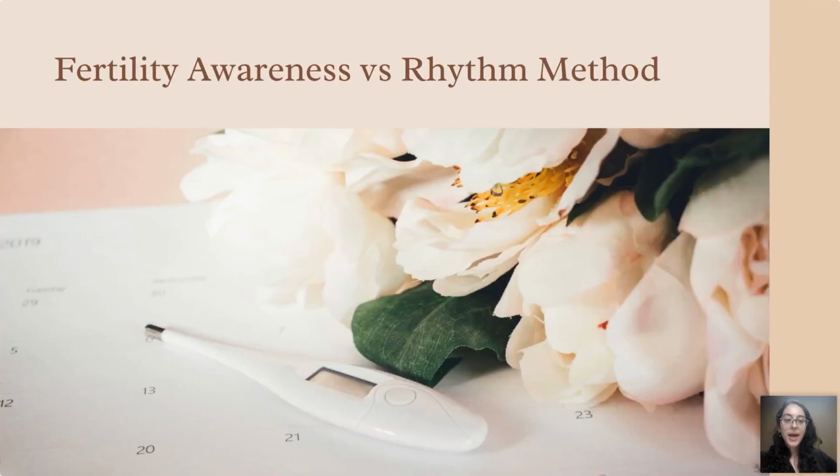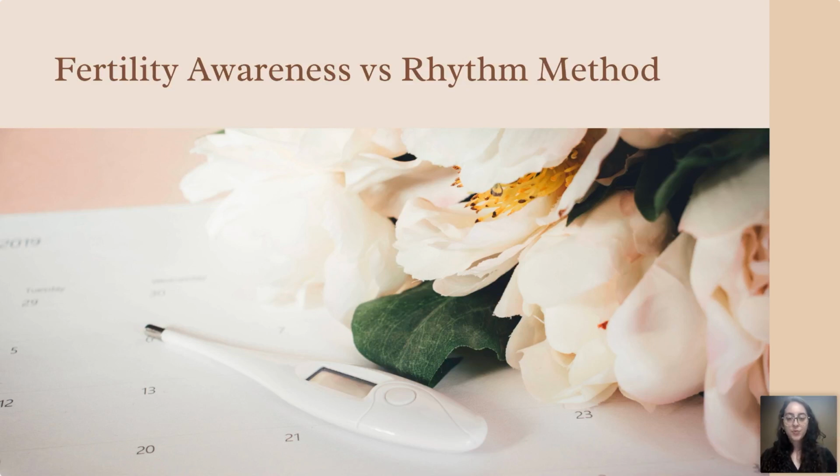Okay, fertility awareness versus the rhythm method. This is also very important, because the rhythm method is just using the days of your menstrual cycle to predict when you are ovulating without using other methods to determine when your fertile window is and to determine when you actually ovulated. So if you're using an app and you're only plugging in the days that you bleed, and then that app tells you, oh, you're likely going to ovulate on day 14 or day 16, that's not necessarily true.